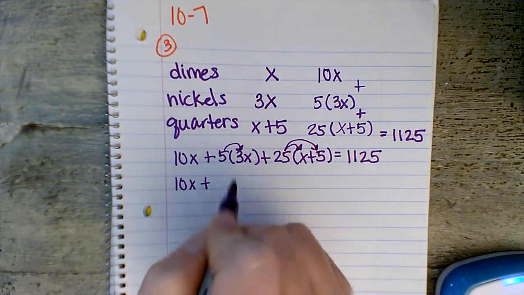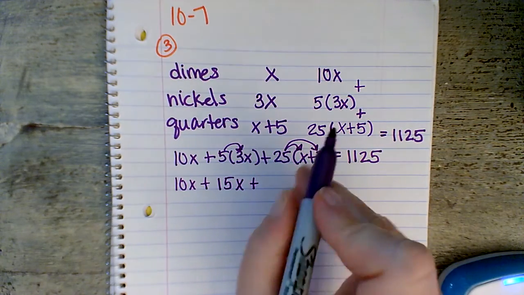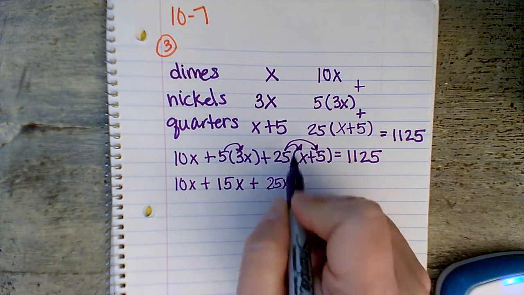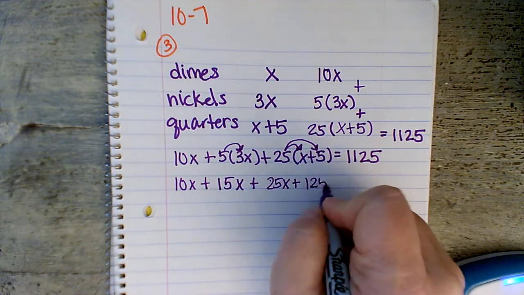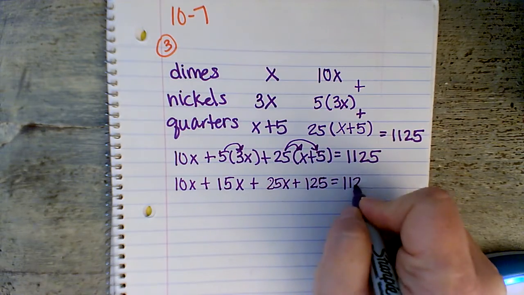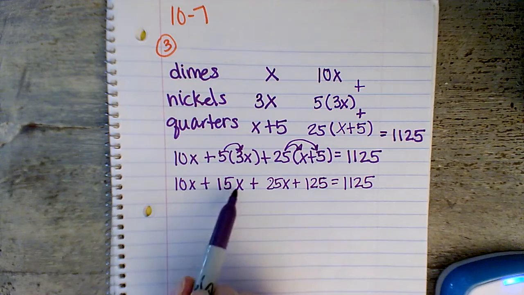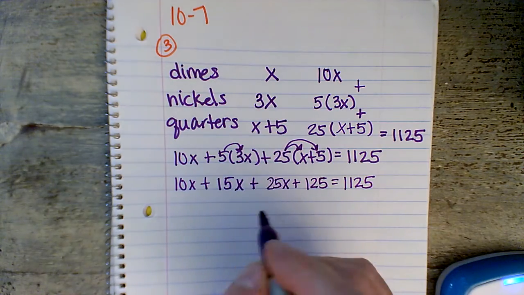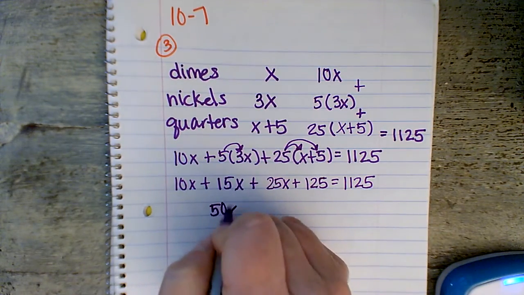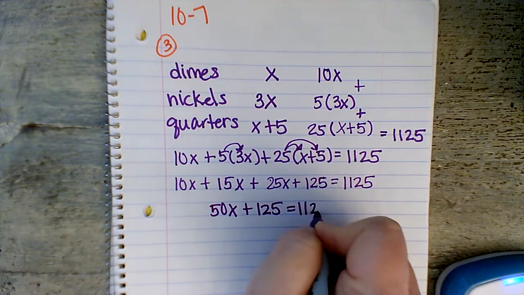10x plus 5 times 3x is 15x, plus 25 times x is 25x, plus 25 times 5 is 125, equals 1125. Let's combine the things that I can. These 3 things are x's. 10x plus 15x plus 25x is 50x, right? Yep, 50x plus 125 equals 1125.